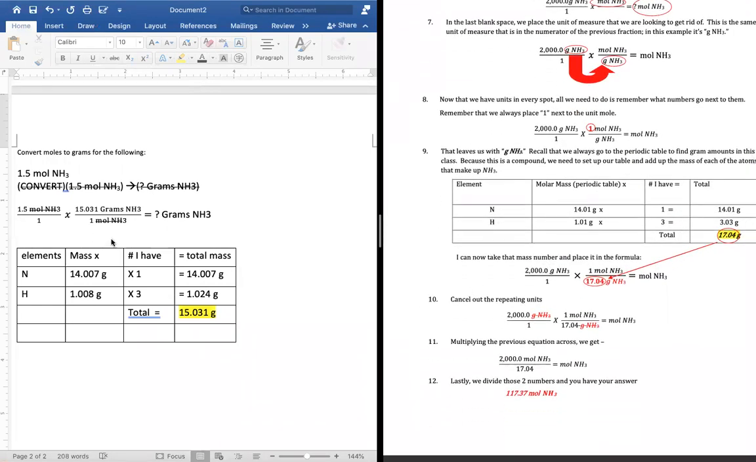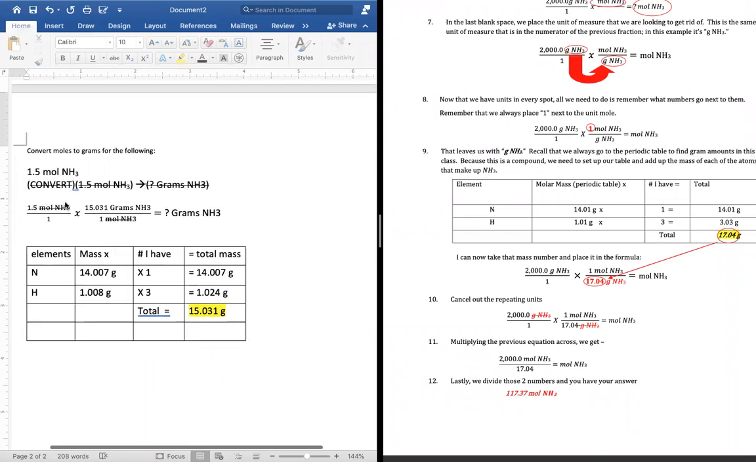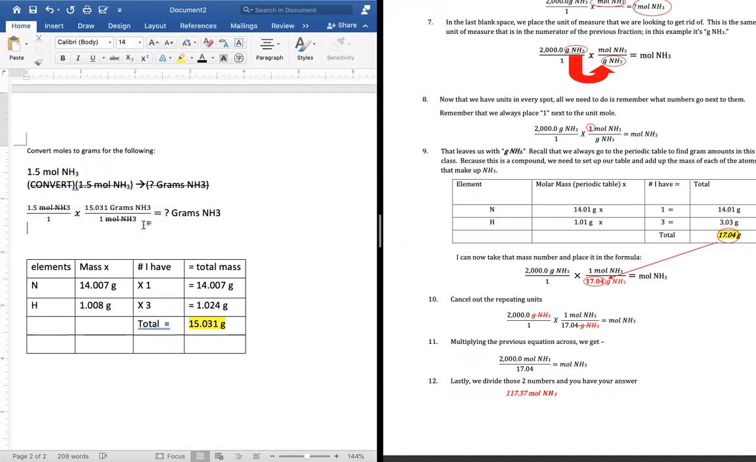So step 10, we cancel out the units we see repeating. So I see moles twice, so I cancel it. And now I just do the math. I multiply across and divide. So I'm going to come here and I'm doing 1.5 times 17.031 grams of NH3. So I just punch that into the calculator.